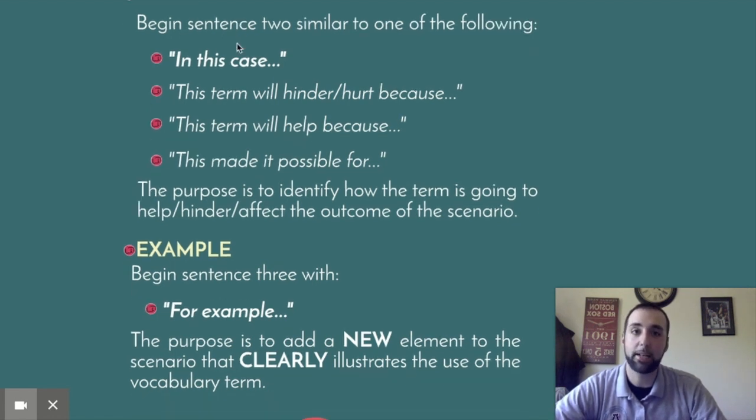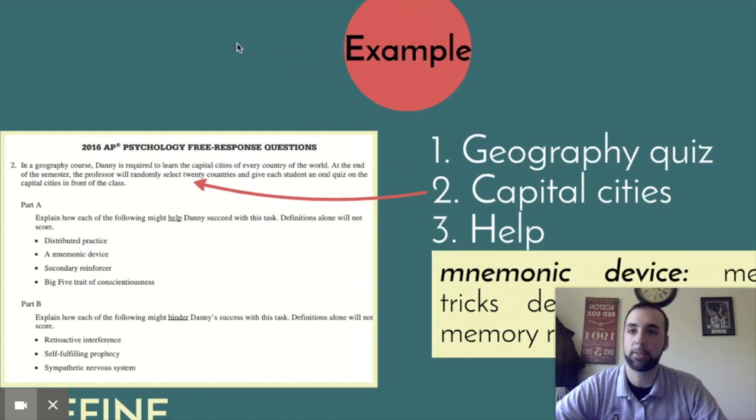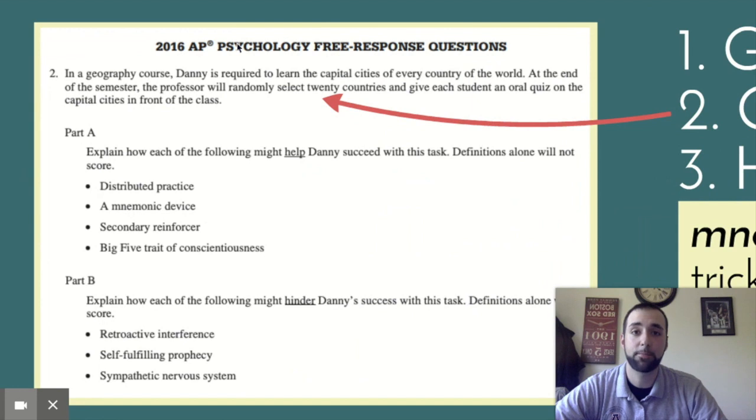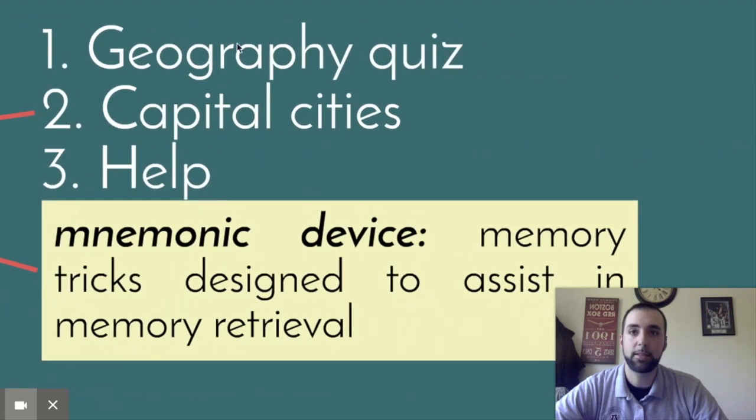I'll give you a practical example in the context of an actual FRQ here, and hopefully that will let us better understand the process. So same question, we're going to be in a geography course. Danny's going to take an oral quiz, and we're looking for capital cities. And the term that I'm going to actually pick is the term called mnemonic device. And we're going to practice an FRQ designed to explain how mnemonic devices are going to help Danny succeed with this task. So we have to take these things into consideration.